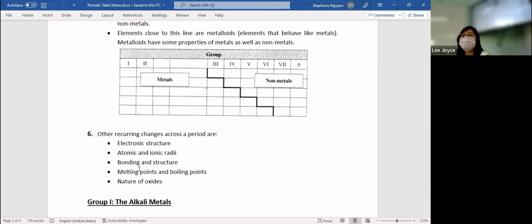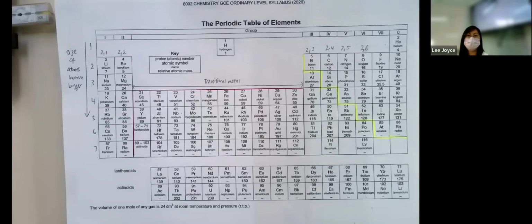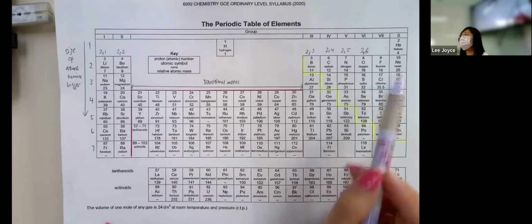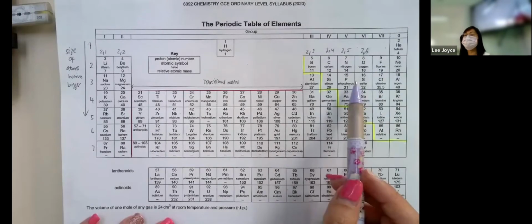If you look at bonding, there are two types of bonding: covalent bonding and ionic bonding. Basically, covalent bonding involves the non-metals. You see all these non-metals in this group here? They can react with one another to form covalent compounds.